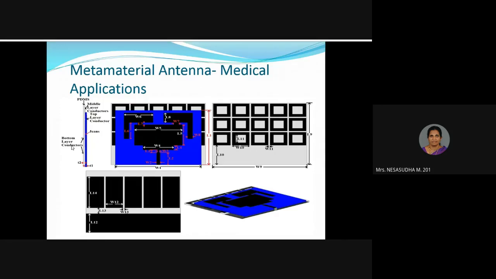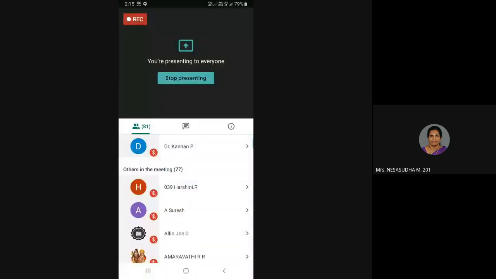The bottom layer is copper. It's a ground plane, it is copper. And over the copper, there is a layer called PDMS. PDMS stands for polydimethylsiloxane. Normally when you are making any antenna, we used to take the substrate as FR4 or Rogers, which is commonly available. But this kind of substrate is not suitable for biomedical applications.